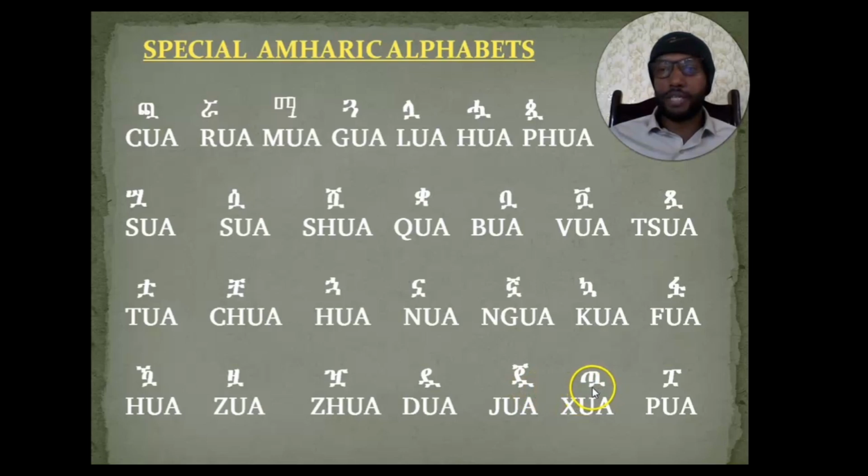And this special Amharic alphabet is called Twa. We have said that there is a basic Amharic alphabet called Ta. So this Twa comes from Ta. The last one is Pwa. So this special Amharic alphabet Pwa comes from the basic Amharic alphabet called Pa.